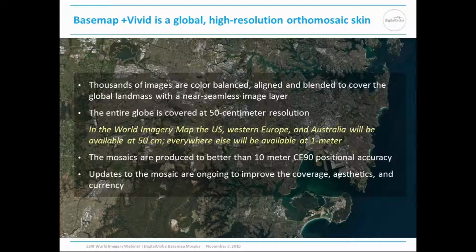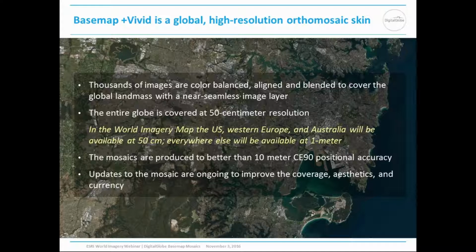In the World Imagery map, as Deane mentioned, Esri is integrating the Basemap plus Vivid mosaic at the full 50 centimeter resolution over the United States, Western Europe, and Australia, but at a lower 1 meter resolution everywhere else.